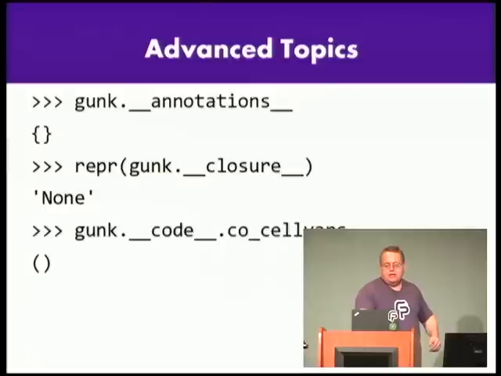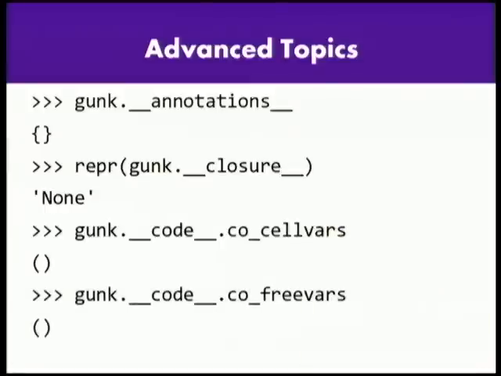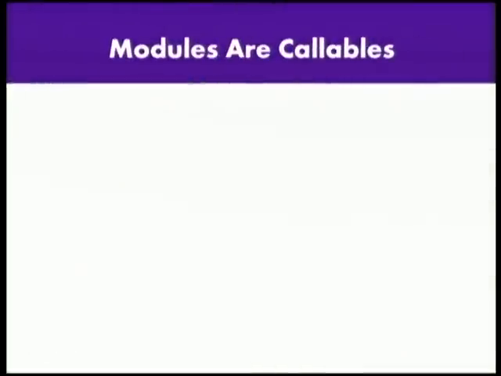And then we have cell-vars and free-vars. Again, gunk is neither a nested function, nor does it contain any nested functions, so it has neither cell-vars nor free-vars. These are both empty tuples. I think that's the last time, no, there's one more time I'll talk about cell-vars and free-vars.